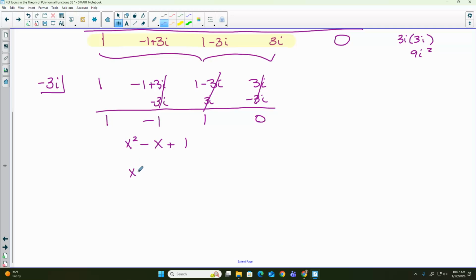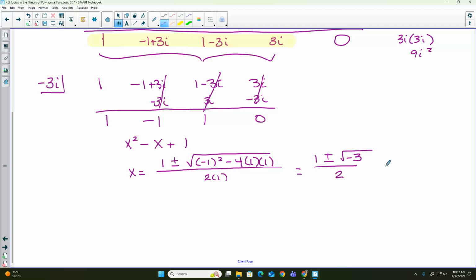Quadratic formula. So the opposite of b, plus or minus square root b squared minus 4ac, all over 2a. And 1 minus 4, which is negative 3. Square root of negative 3 is imaginary, so you would take out an i.